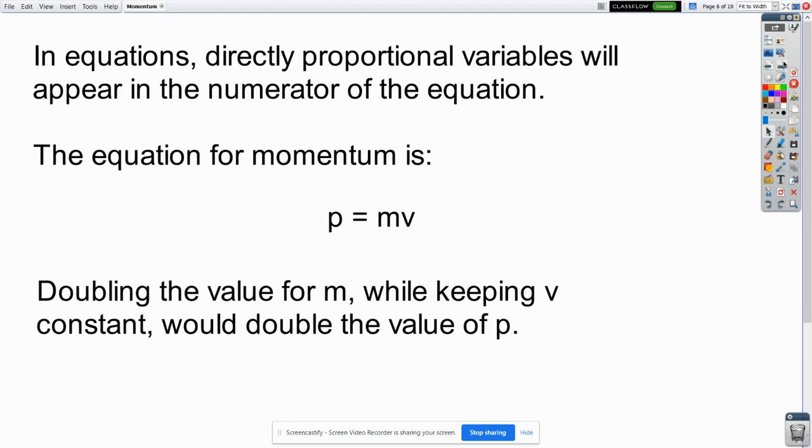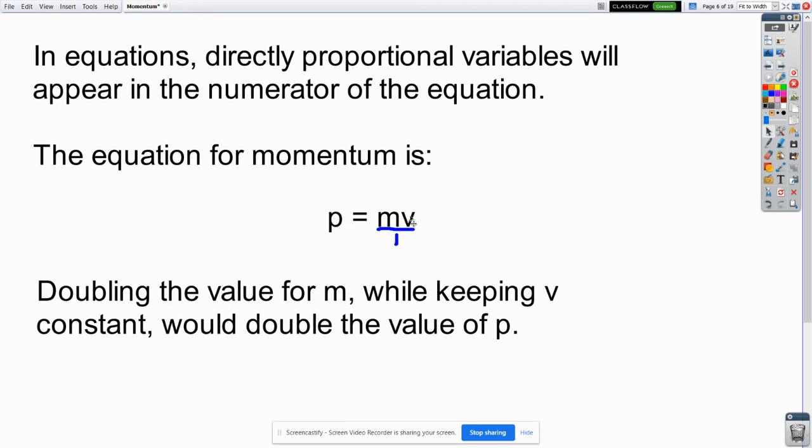In an equation, directly proportional relationships will be represented by having variables in the numerator of the equation. The equation for momentum is m times v. Both m and v are in the numerator of this equation because we can envision this as m times v over 1. Both mass and velocity are in the numerator of this equation, making them both directly proportional to momentum, which is abbreviated with p.